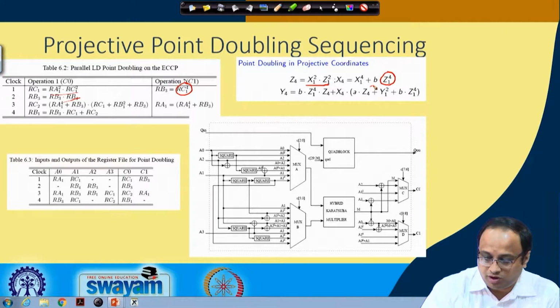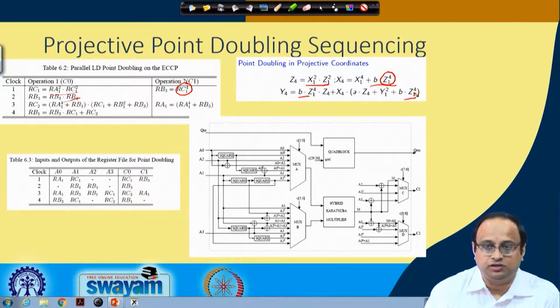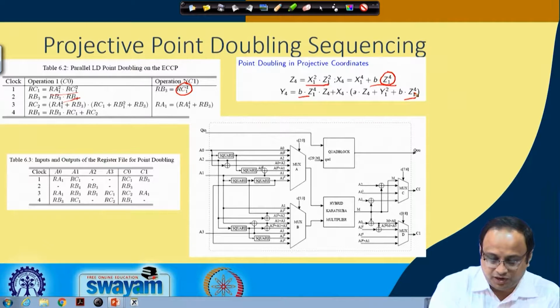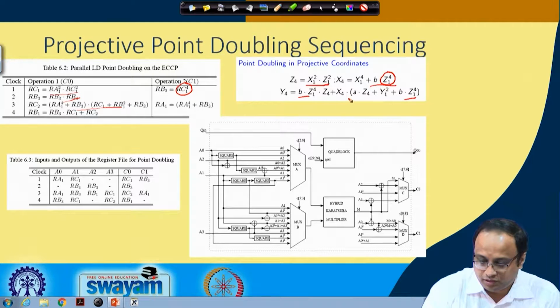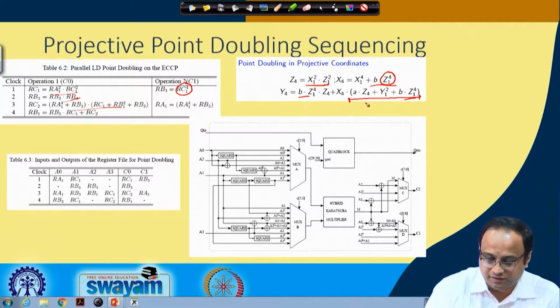So that means b into z1 to the power of 4 is performed in this computation, and b z1 to the power of 4 is there in a few other places also. So this result is ready with us in RB3. In the next clock cycle, we calculate this part. Remember that a is 1, so we add z4 with y1 squared with b z1 to the power of 4. So b z1 to the power of 4 is already ready in RB3.